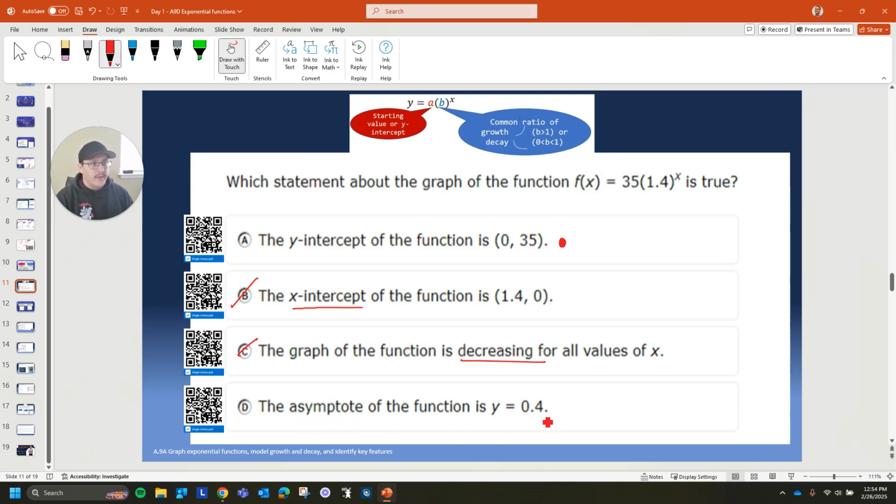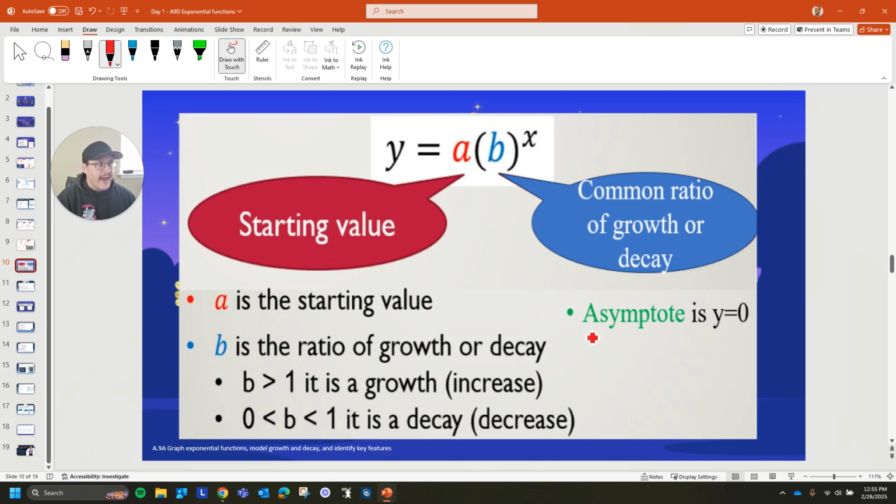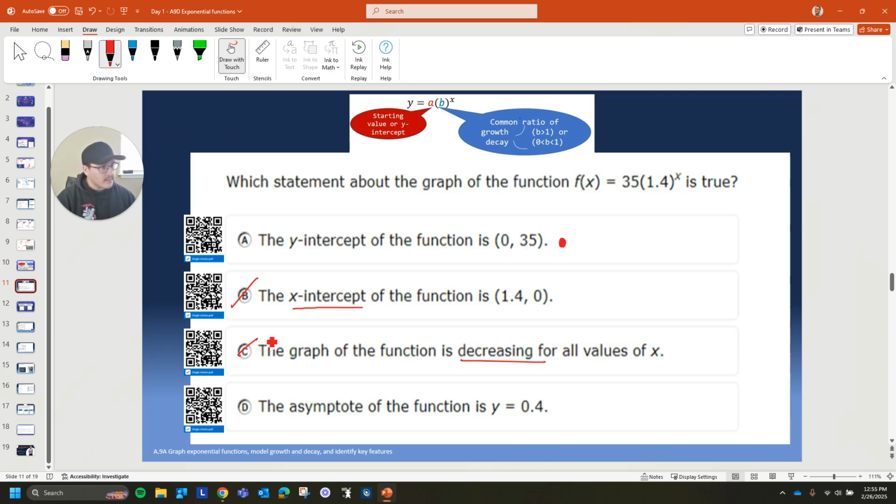The asymptote of the function is 0.4. No, not true either. Because again, if you don't see anything, it's understood that the asymptote is y equals 0. So the only one that makes sense is letter A. The y-intercept of the function is 0, 35.